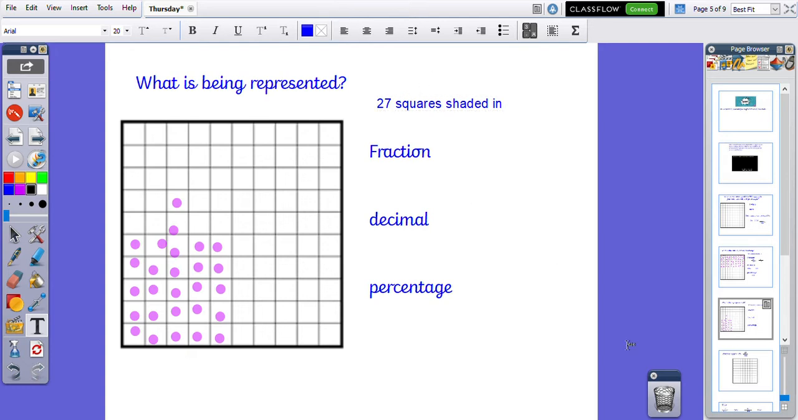Okay. Now in your books, before I go through this, I would like you to have a go at doing this one. So find me the fraction, find me the decimal, and find me the percentage. Pause your video now while you do that.